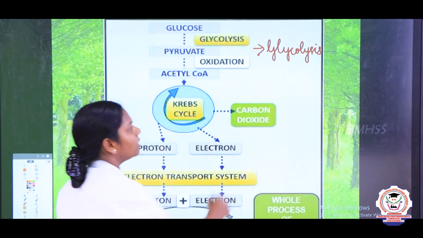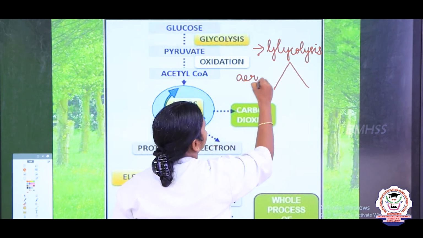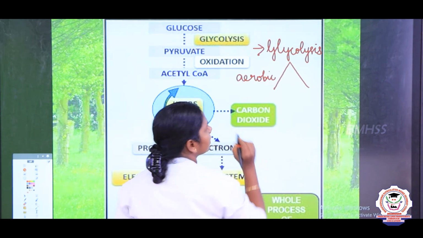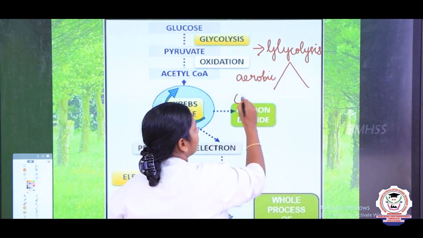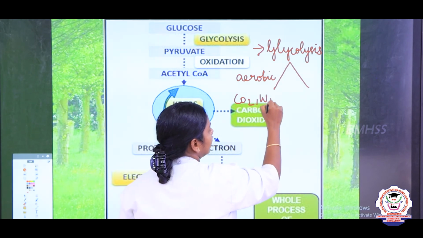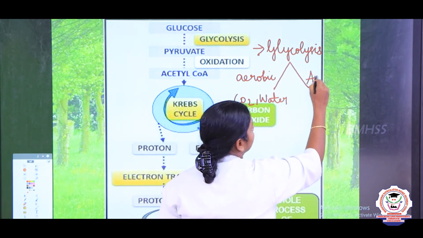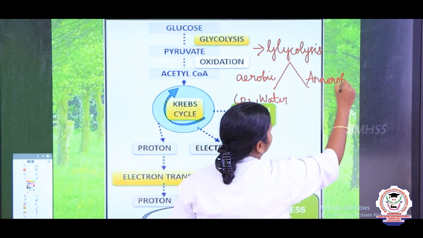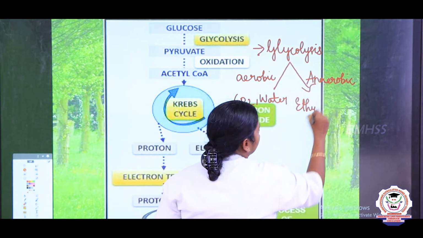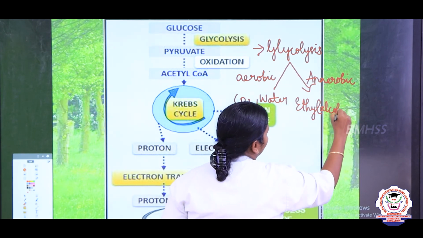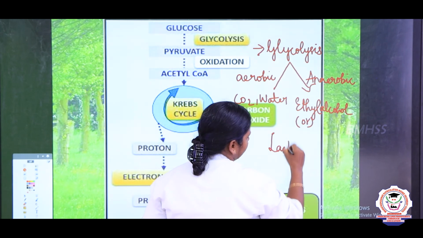In the Krebs cycle, what happens? In aerobic conditions, as a result of glycolysis, pyruvic acid gets converted into carbon dioxide, water and energy. But in the anaerobic condition, what happens? It produces ethyl alcohol, carbon dioxide, or it also produces lactic acid.